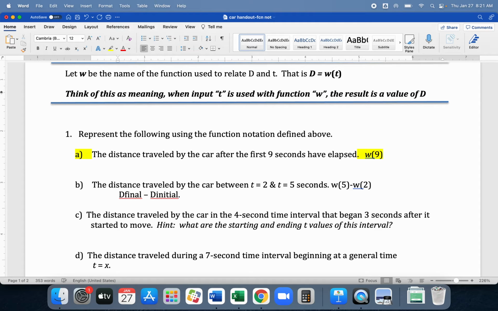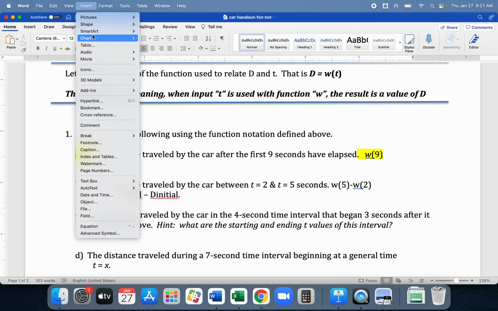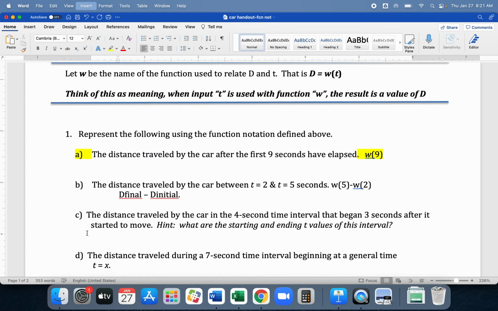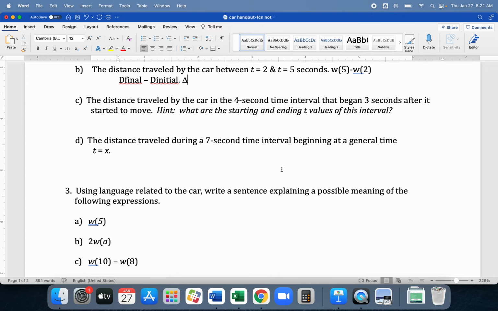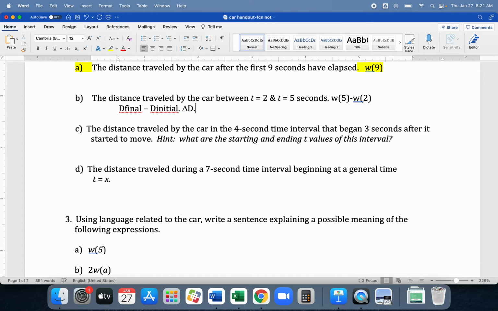Let's see, I don't know where I have a delta on here, easy to get to. Oh, there it is. Delta. I just used it apparently. It's some sort of change in distance.